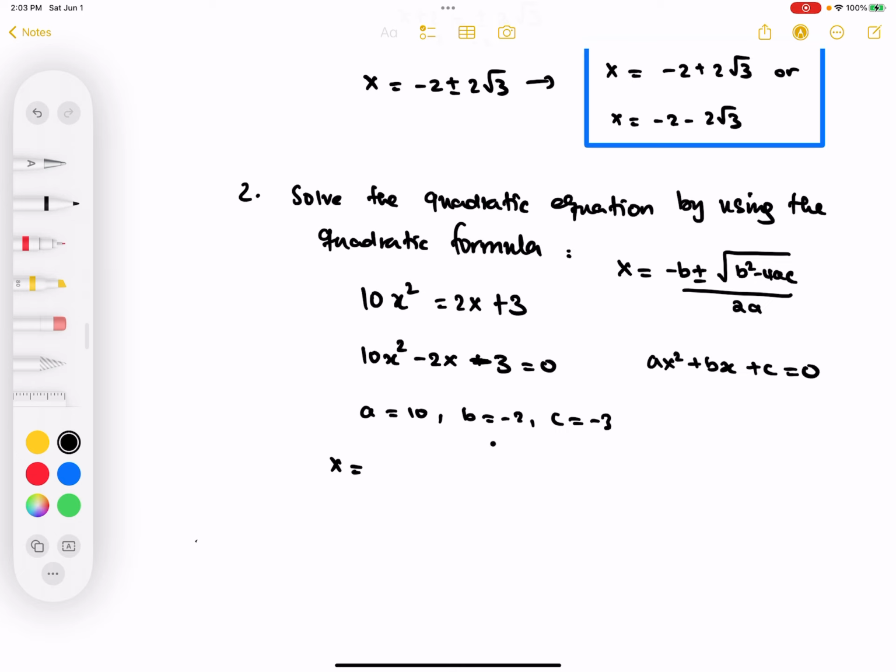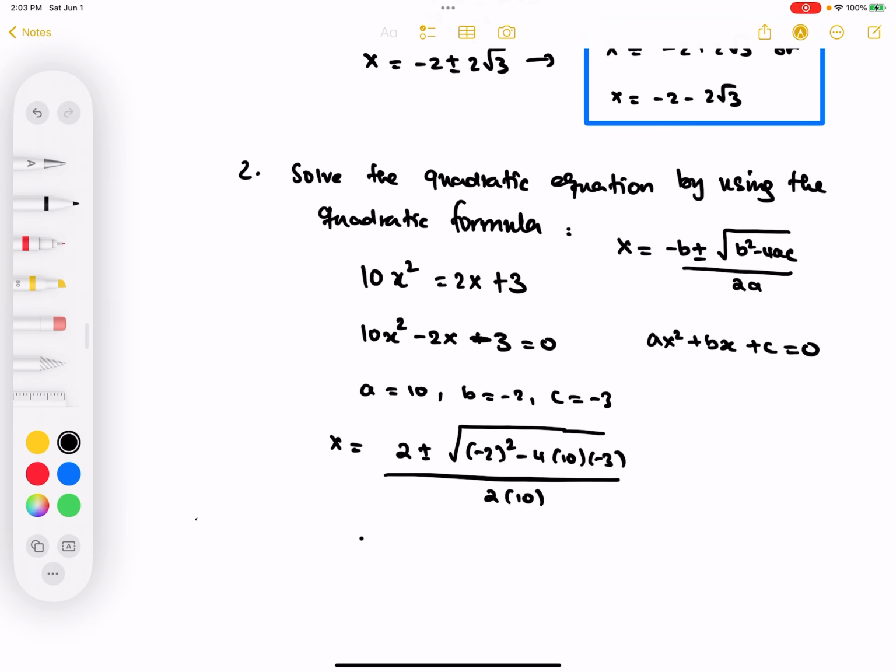Now let's carefully substitute into our formula. Be careful about the sign: minus negative 2 is 2, plus or minus the square root of negative 2 the whole square, minus 4 times 10 times c, which is minus 3, over 2 times 10. Now this is 2 plus or minus the square root of 4, and 4 times 10 is 40, 40 times 3 is 120, divided by 20. This implies 2 plus or minus the square root of 124 over 20.